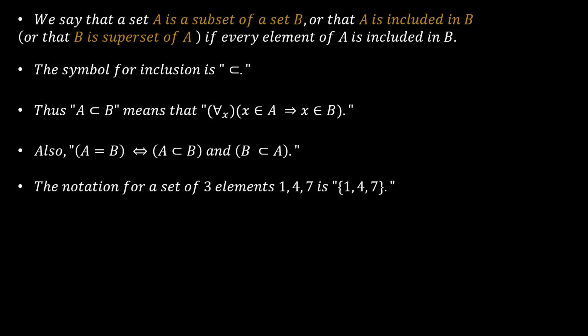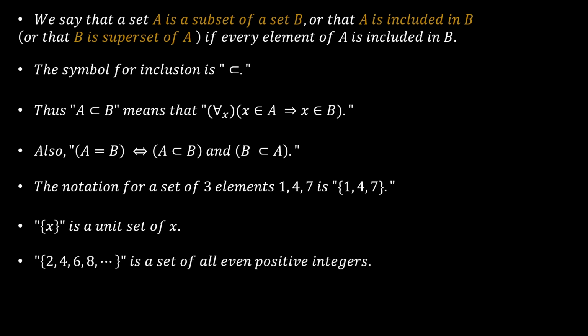Now, if you have 3 elements, 1, 4, 7, the way we combine that into a set, we have these curly brackets, and we have 1, 4, 7, close the curly brackets. If we have only one member in the set, we call it a unit set, and we still include the curly brackets around it. Sometimes we have infinite members, and the way we sometimes do that is by indicating 3 dots at the end of the last member. For example, all the positive even numbers: 2, 4, 6, 8, and so on.